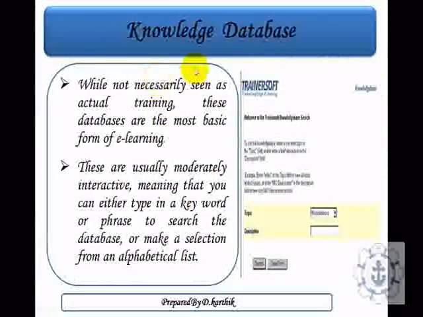So a knowledge database is nothing but a place where all the information is stored in a database. You can search for the information by entering keywords. For example, you can take Google also as a knowledge database. If you don't know how to search something, you may type for e-learning in Google and click search, where you can retrieve the information about e-learning. So this type of example, we can call knowledge databases.